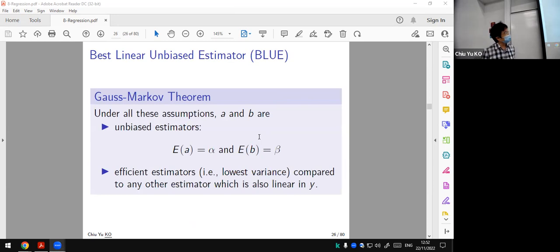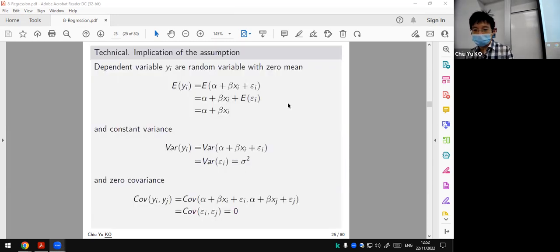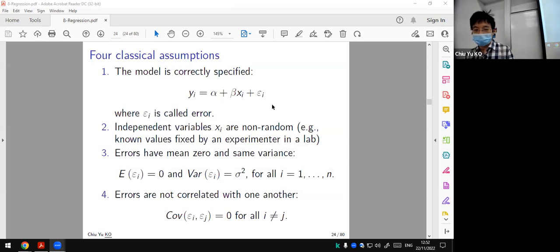So the main thing is what we call BLUE, which says that if the data is generated in this way, then depending on what data you draw, you get different A and B. You try to figure out what alpha and beta are, because you want to discover the real relationship between the two, but you only get A and B. Every time you run a regression, A and B are very different.